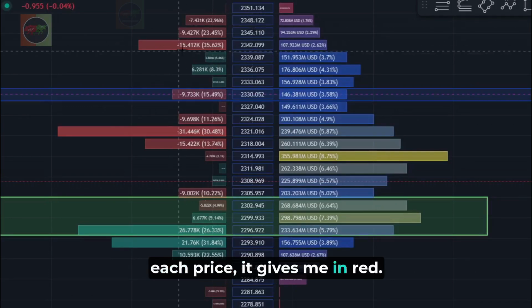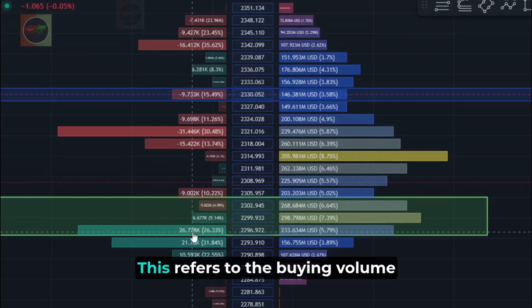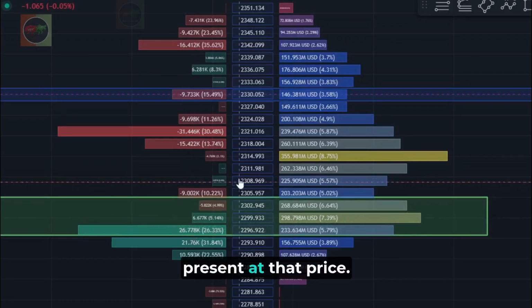It gives me red, which means the volume of selling that is at that price, and green, which refers to the buying volume present at that price.